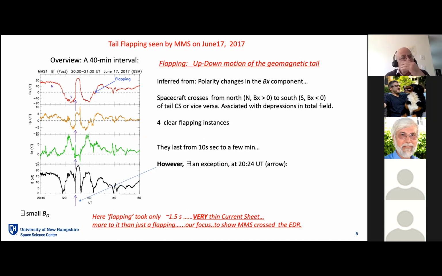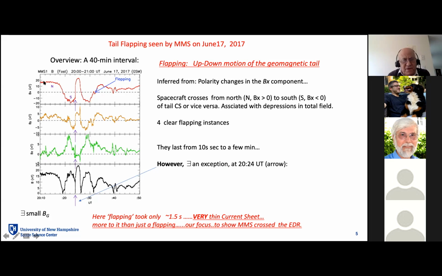This was noted soon after the geomagnetic tail was actually discovered. Soon after, in 67, people noticed that the geomagnetic tail has a tendency of flapping, of going up and down. How do they know? Well, if you have a spacecraft close to the tail, you would have polarity changes in the Sun-Earth component of the magnetic field as you go above and below the tail.